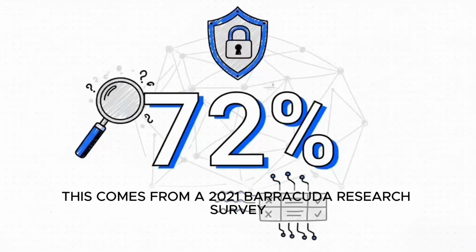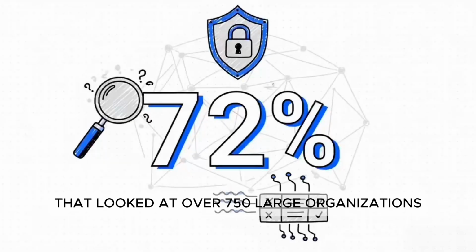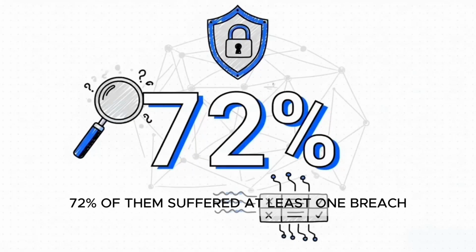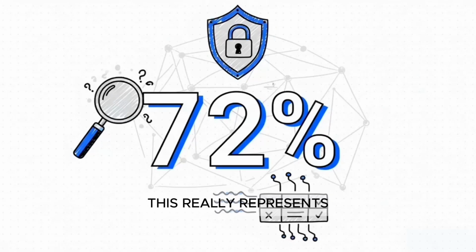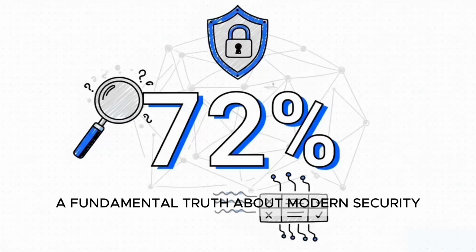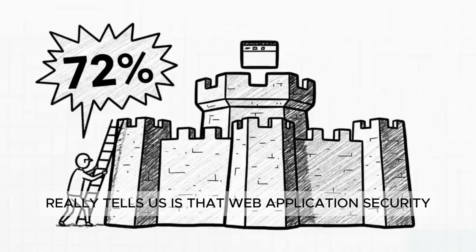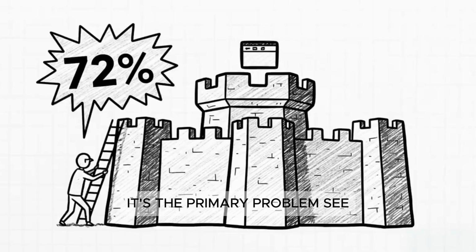Now take a look at this number. This comes from a 2021 Barracuda research survey that looked at over 750 large organizations. What they found is pretty staggering. 72% of them suffered at least one breach, all because of a web application vulnerability. This really represents a fundamental truth about modern security. So what this statistic really tells us is that web application security isn't just a problem. For a lot of companies, it's the primary problem.